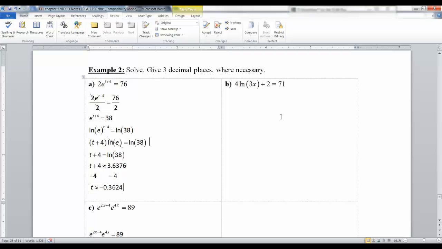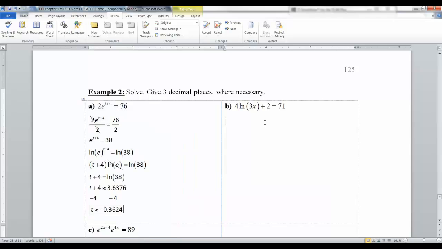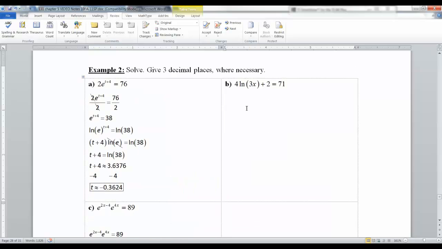Now this example over here couldn't be finished in the last video. I did A and C, so I know I worked a little bit out of order, but that's because A and C were so similar. And now I'm going to work on B. B is when you've got a logarithm equation.